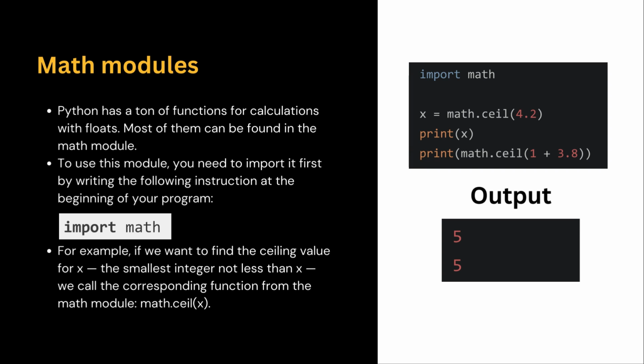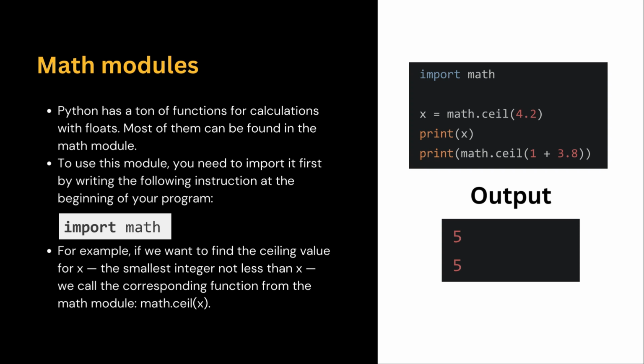Before you can use these functions, you need to import the Math Module into your program using the import math statement. For instance, if you want to find the smallest integer not less than a given number, also known as the ceiling value, you can use the math.ceil function. This function takes a floating point number as input and returns the smallest integer greater than or equal to that number. In the example you provided, after importing the Math Module, you can use math.ceil to find the ceiling value of 4.2, which is 5.